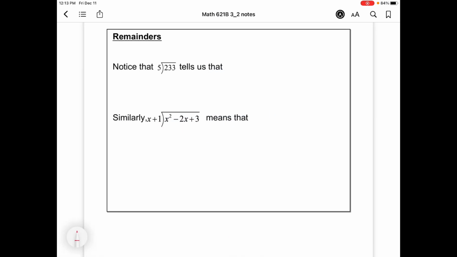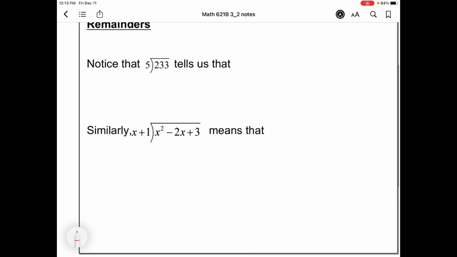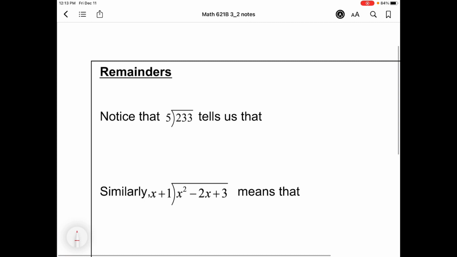So if I think about 233 divided by 5, you can go through the whole gory process, but what you're going to find is that you get 46 with a remainder of 3. And what that tells us is that 233 divided by 5 is 46 and 3/5. The remainder tells us how many over that divisor we still have left.